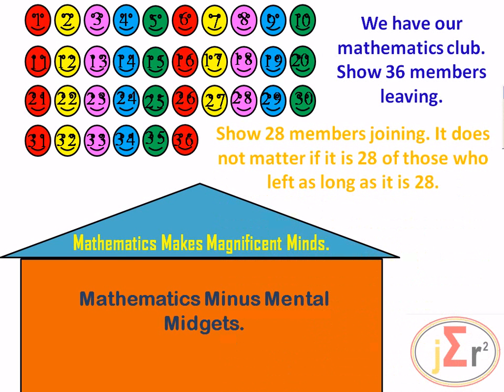Remember that? Yes. Right. So we showed just now 36 members leaving. And how many of those members will join? 28. Right. It does not matter if it is 28 of those who left, as long as it is 28. So it may be 28 different members, or it might be 28 of the same members returning to the club. The effect will be the same. It does not matter. So we have now 28 members running into the club.